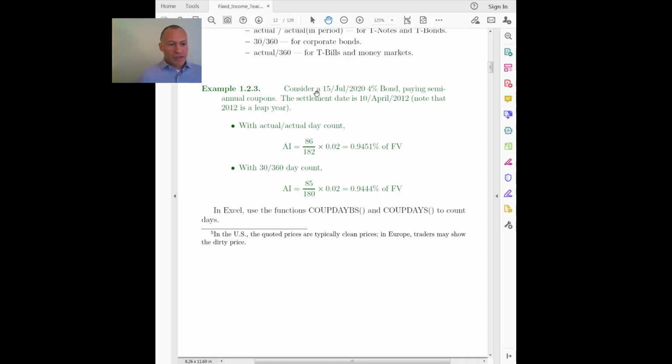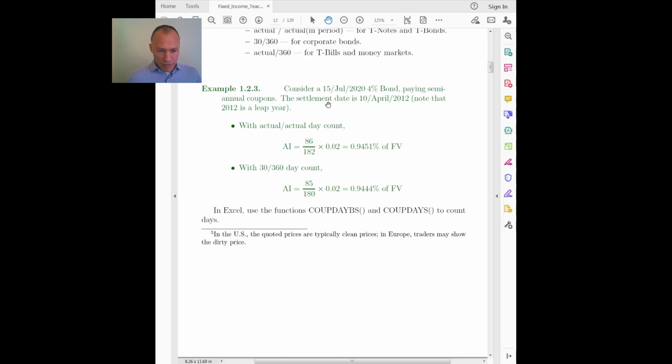So we have here a bond. This is the 15th of July 2020 4% bond. What this means is that this is the maturity date of the bond. This is the coupon rate. It's always an annual figure, okay? And then it also says that it pays semi-annual coupons. So it's more or less like that bond we saw in the beginning. It's that type of security.